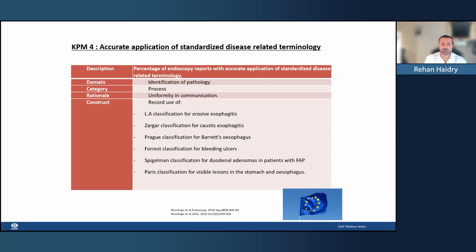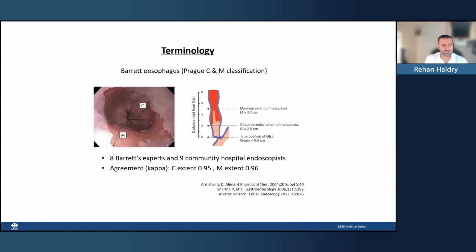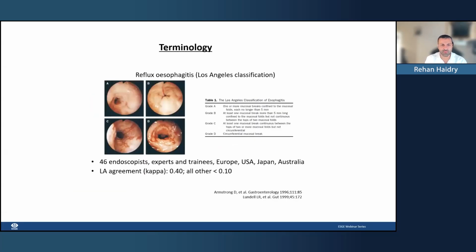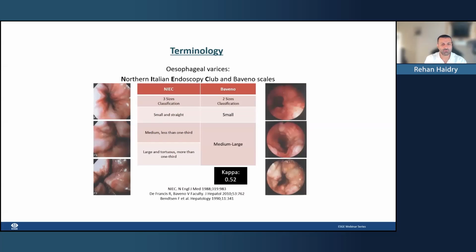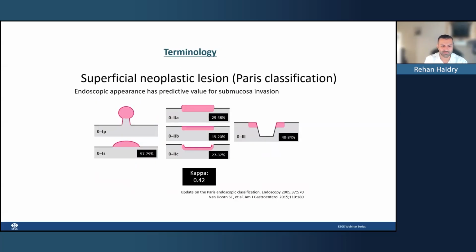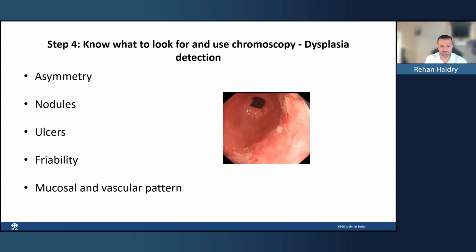I'm not going to spend too much time on this because Professor Bisschops has talked about terminology, but we really need to homogenize the way that we describe things. Barrett's esophagus, the CM classification, and we've looked at all of these different classifications. This is the one that we need to know and love and be able to instinctively quote in any report, because this helps to tell us about the depth of invasion of lesions.